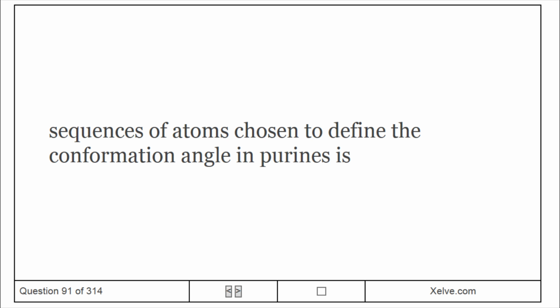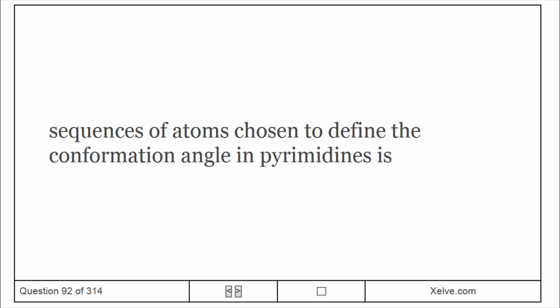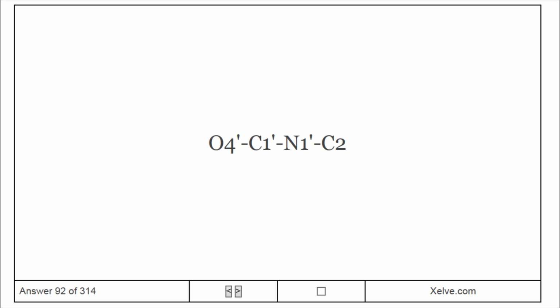The sequence of atoms chosen to define the conformation angle in purines is O4', C1', N9, C4. The sequence of atoms chosen to define the conformation angle in pyrimidines is O4', C1', N1, C2.